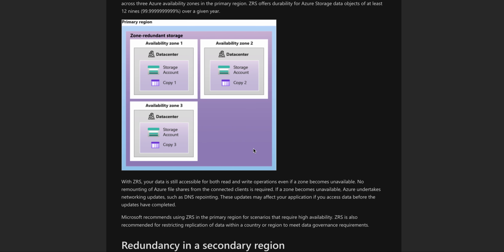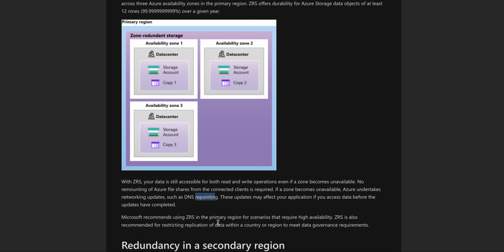But the thing is, no remounting of Azure file shares from the connected clients is required. If a zone becomes unavailable, Azure undertakes networking updates such as DNS repointing. These updates may affect your application if you access data before the updates have completed.